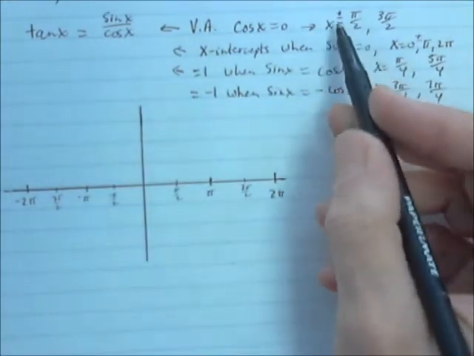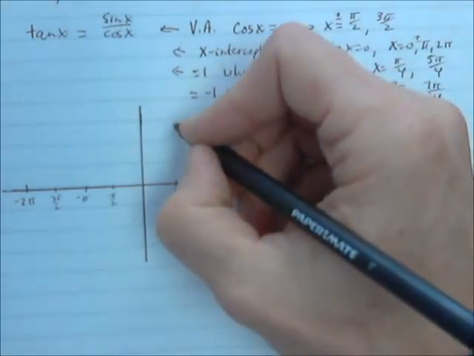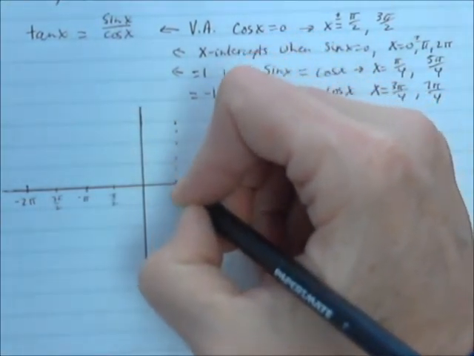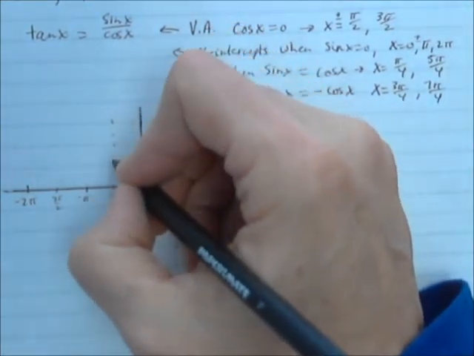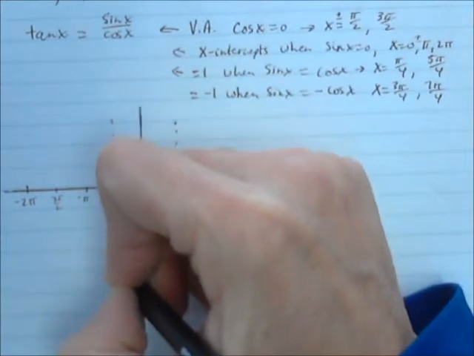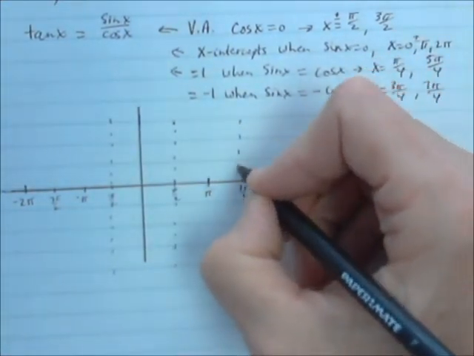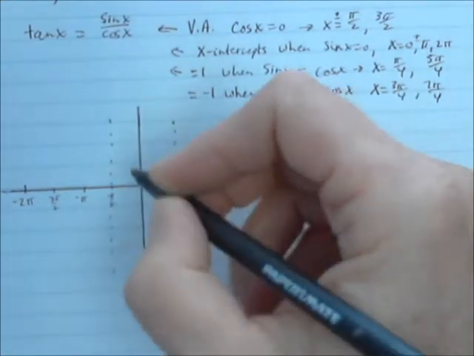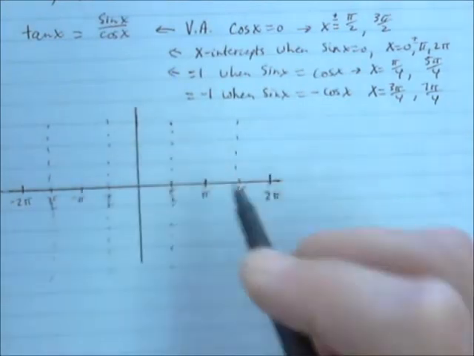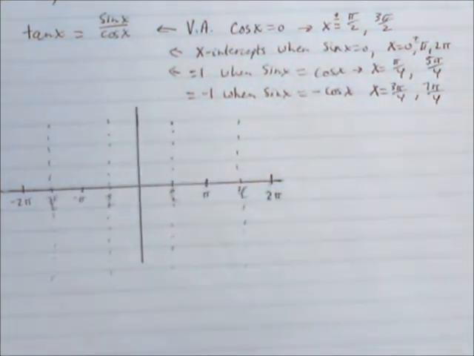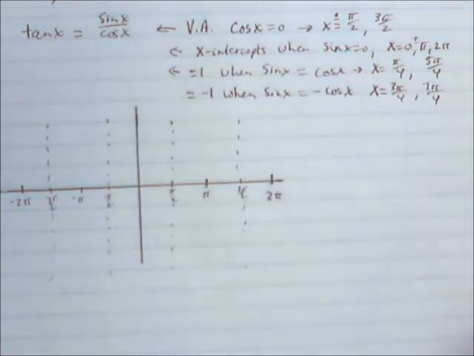So our vertical asymptote that we stated up here was x equals plus and minus pi over 2. So we'll dot that for our asymptote. Plus and minus pi over 2. And plus and minus 3 pi over 2. So we'll actually see 3 full cycles of this tangent graph, and if we go all the way out to 2 pi, we'll have a half a cycle over here.